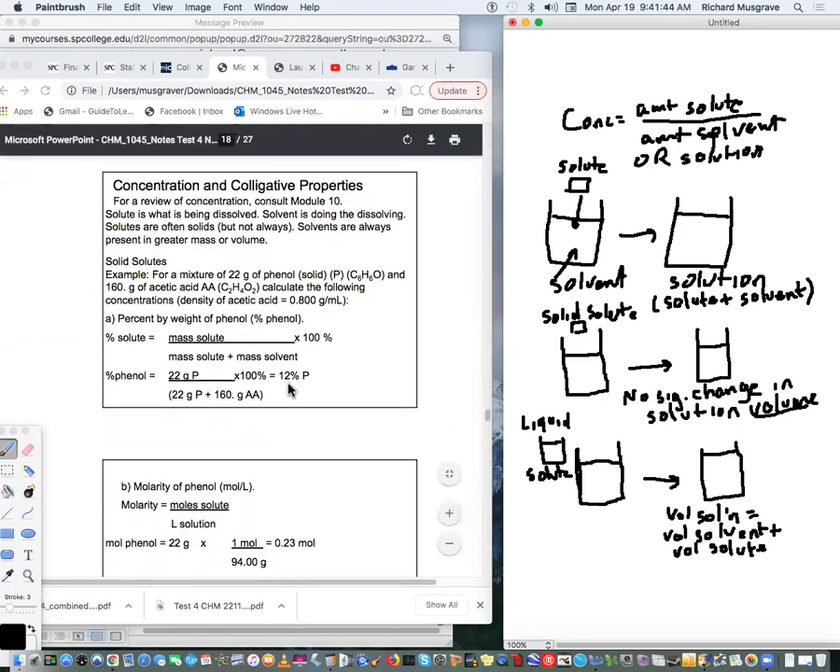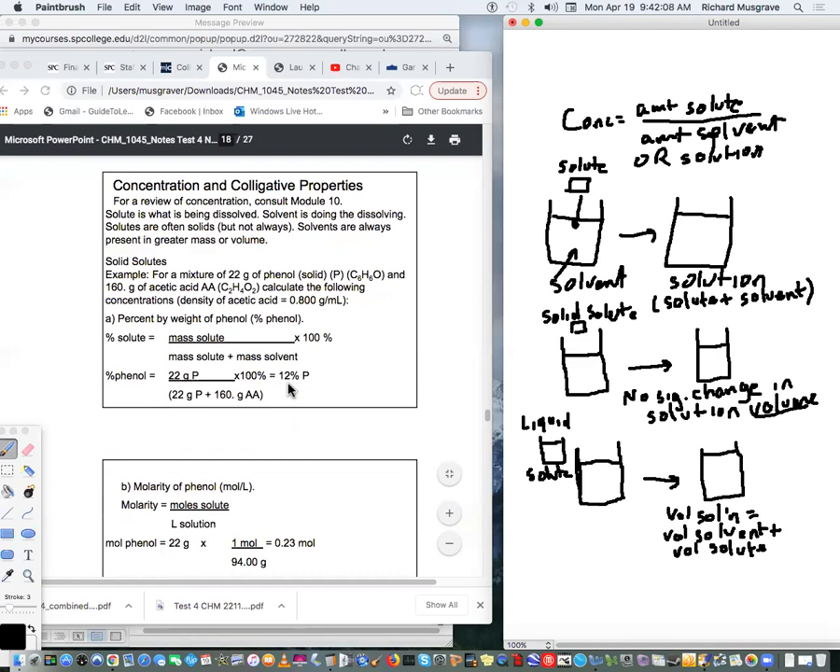So the first one we're looking at here is the percent of solute, or phenol in this instance. The percent of phenol is going to be 22 grams divided by 22 grams plus 160 grams. So it's the mass of the solute plus the mass of the solvent. Another way of expressing that would be to say the mass of the solution, which is going to be both components. Multiply that by 100%.